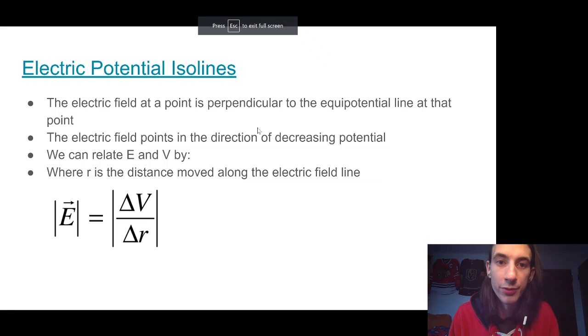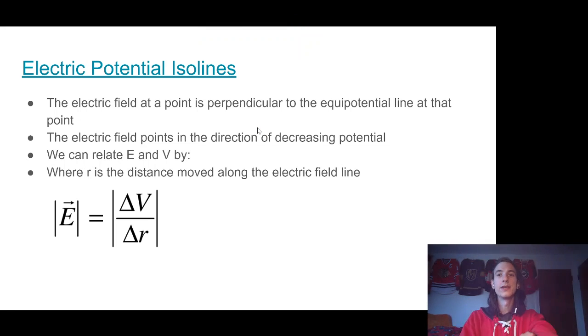The electric field at a point is perpendicular to the equipotential line at that point. We'll look at that in a second. The electric field points in the direction of decreasing potential, and we can relate E and V, electric field and potential, by this equation: E is equal to V over R, where R represents the distance we're moving through the field.